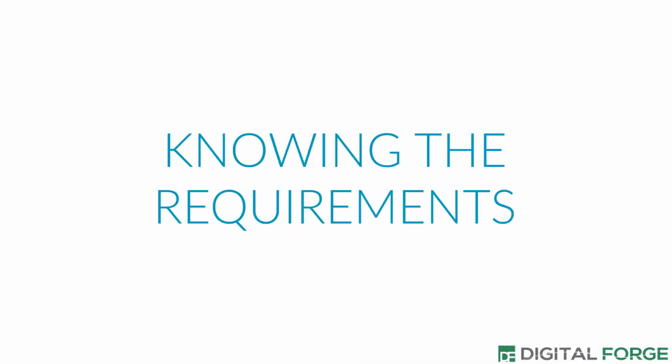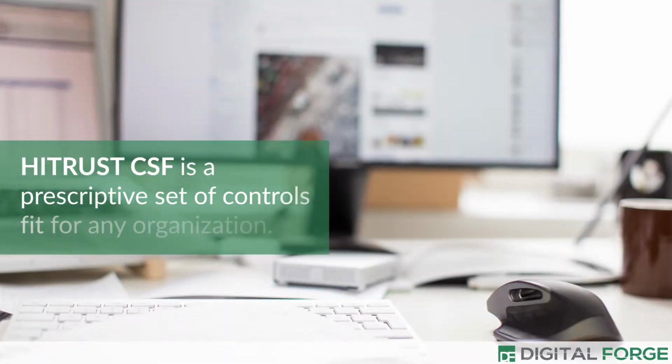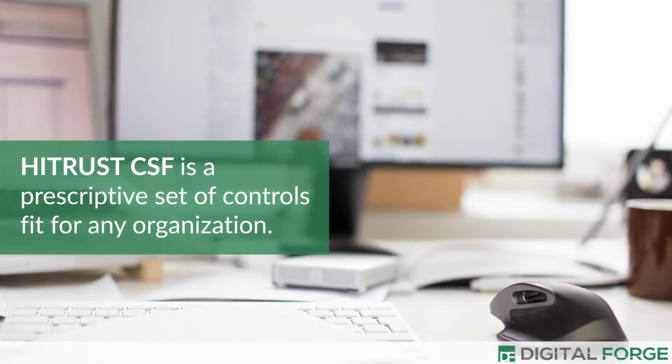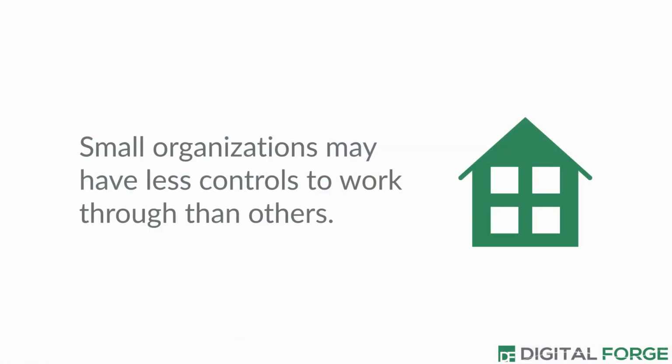Knowing the requirements. The first step in knowing what to evaluate is knowing what is required by HITRUST, or the level that everything needs to be measured against. HITRUST CSF is a prescriptive set of controls that adjust to an organization's size and complexity. A small organization may have far fewer controls to work through than a large one. A HITRUST scoping process, covered in Video 3, is the easiest way to determine the controls necessary for your organization.